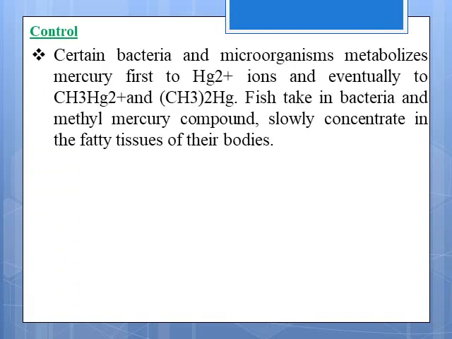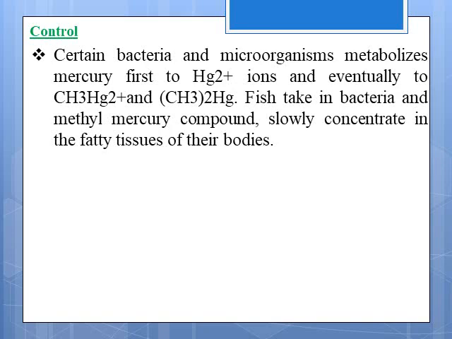And control measures. It has been found that certain bacteria and microorganisms metabolize mercury. Mercury is very less reactive amongst the metals in the periodic table, and only a few bacteria and microorganisms metabolize mercury first to Hg2+ state ions, and eventually it will convert into methyl mercury and dimethyl mercury and so on. And these dimethyl and methyl mercuries have high solubility in water.